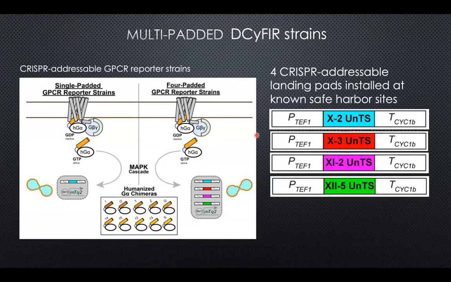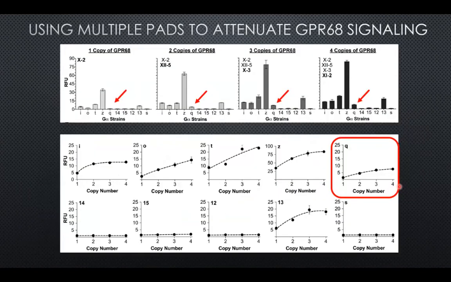What we did was we took our single-pad strains and we just added 3 more CRISPR-addressable pads at 3 other genome locations. This is pretty straightforward. They all have the same architecture, the same promoters and same terminators. In our first application, we took a dark receptor, GPR68, and as you see, when there's 1 copy of GPR68, there's no signaling at Q, 2 a little bit more, 3 a little bit more, and 4 a little bit more.